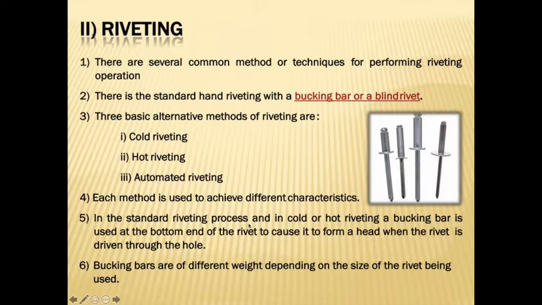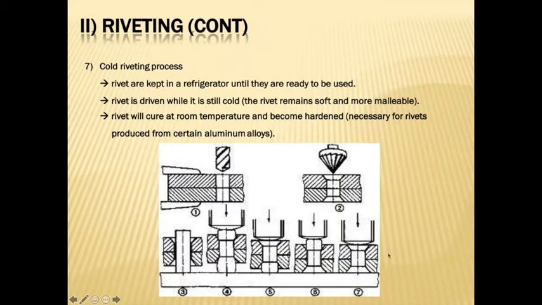In the standard riveting process and in cold or hot riveting, a bucking bar is used at the bottom end of the rivet to cause it to form a head when the rivet is driven through the hole. Bucking bars are of different weight depending on the size of rivet being used. This is the cold riveting process, where the rivet is kept in a refrigerator until they are ready to use. The rivet is driven when it is still cold, and the rivet will cure at room temperature and become hardened.